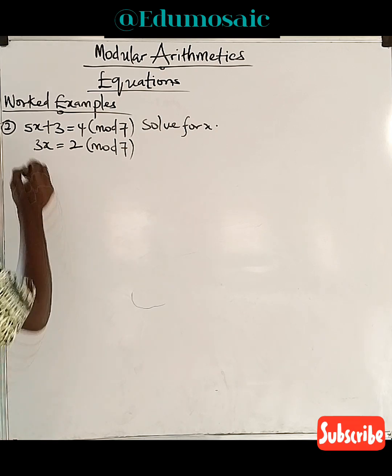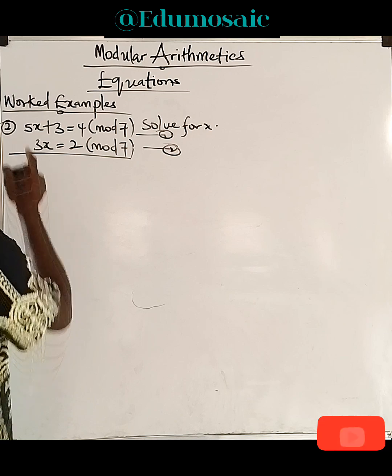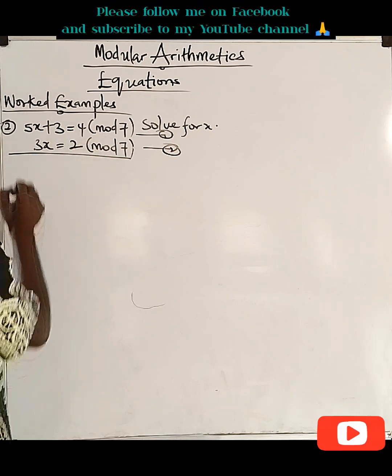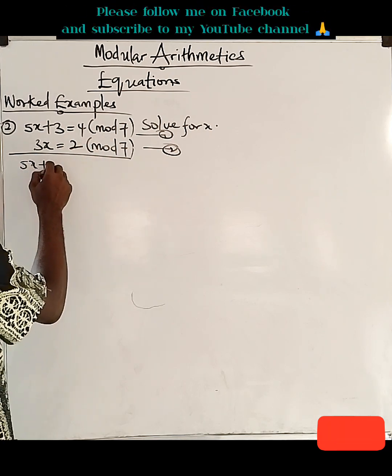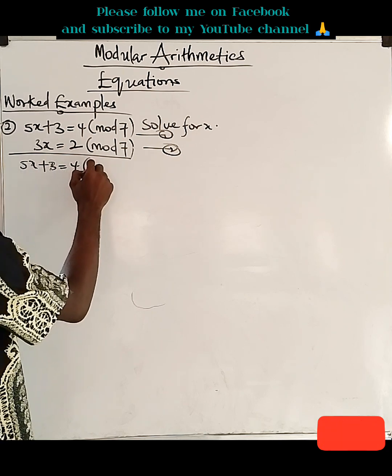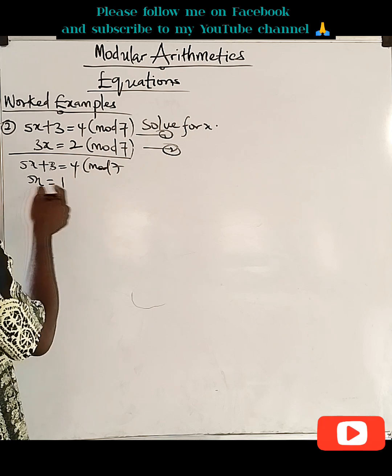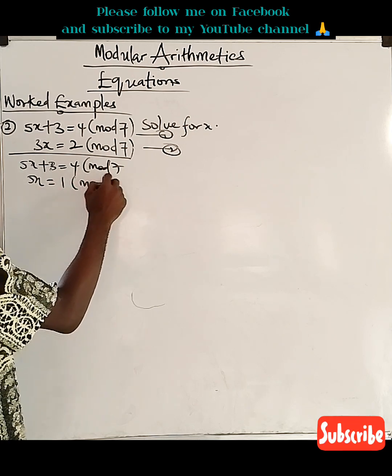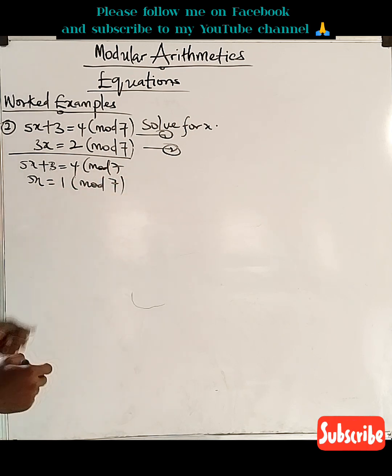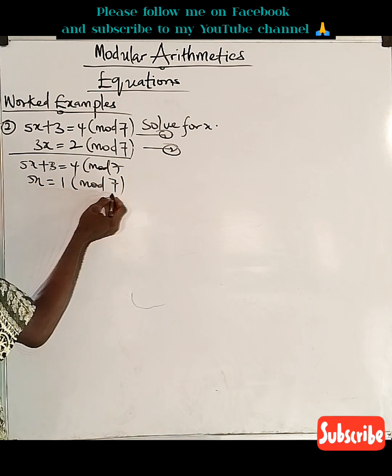First of all, we're going to solve each of them. We have two equations. This is the first equation, this is the second equation. So 5x plus 3 equals 4 modulo 7. We'll have a 5x. Now you send the 3 to the other side. When 3 crosses, it becomes 5x equals 1 in modulo 7. That's the first. If it's possible for you to simplify whatever you're given, you can simplify it to make things easier for you. So 5x equals 1 in modulo 7.